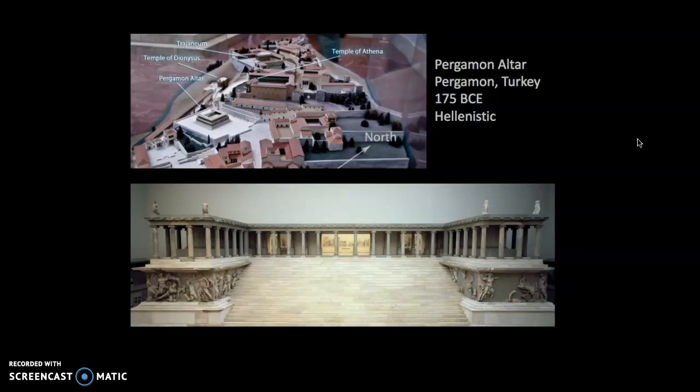And Attalus had a major military victory over the Gauls, a tribe from northern Europe who attempted to invade. And Attalus wanted to celebrate his triumph over the Gauls with this huge altar. Here we see it in the model that's dedicated to Zeus. And this is what the altar looks like today. It was stolen by some German scholars in the 19th century and brought to a museum in Berlin.